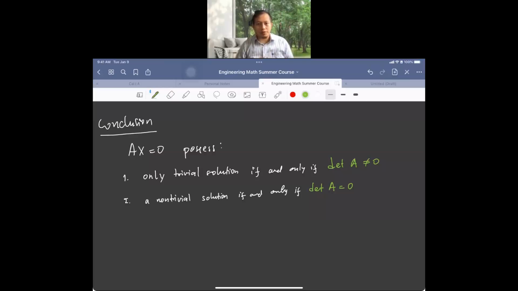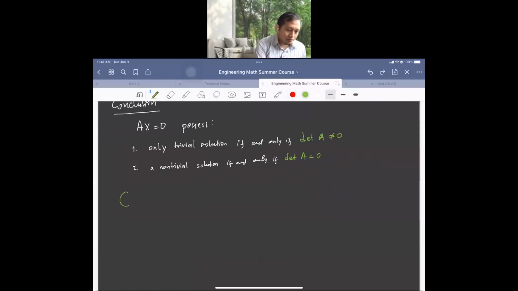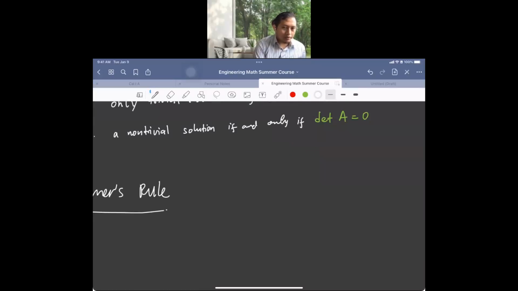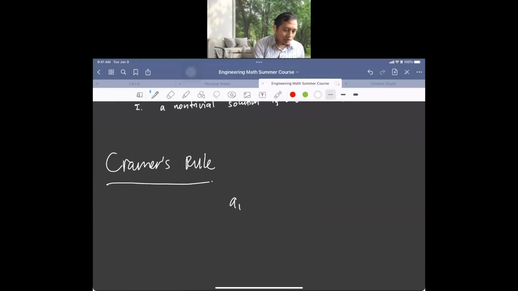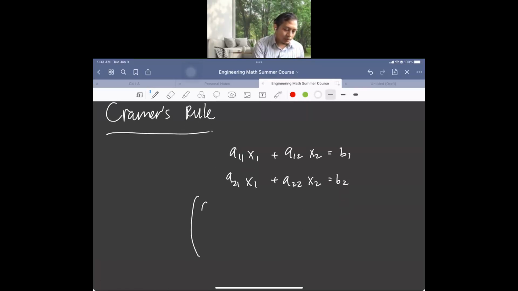Okay, to start with, Cramer's rule is just a set up to solve a system of equations using determinants. Okay, so let me write here Cramer's rule. This is just a short section, just a reminder. So if we have a system of equations a11 x1 plus a12 x2 equal b1, and then a21 x1 plus a22 x2 is b2, this can be written as a matrix.